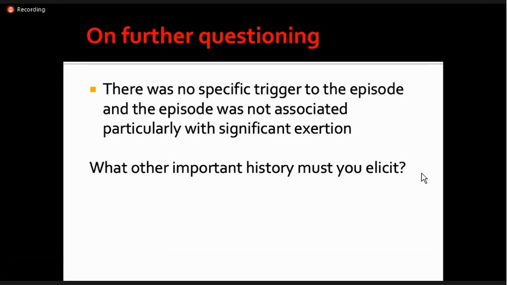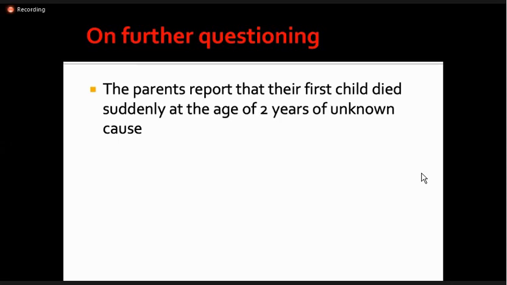So you've asked about the episode, the usual stuff which you've already mentioned before in the other case scenarios. But in this case scenario, it's important. It is family history. Okay. So when you ask about the family history, they report that they lost their first child at the age of 2 years of an unknown cause. Okay. So suddenly the child died at 2 years of age of an unknown cause.